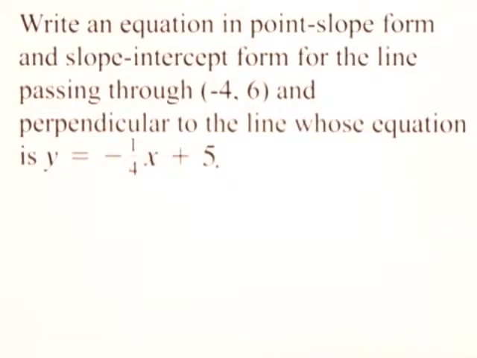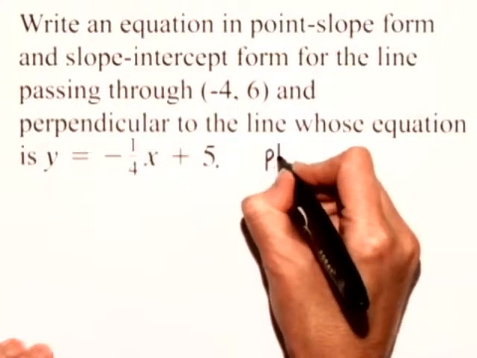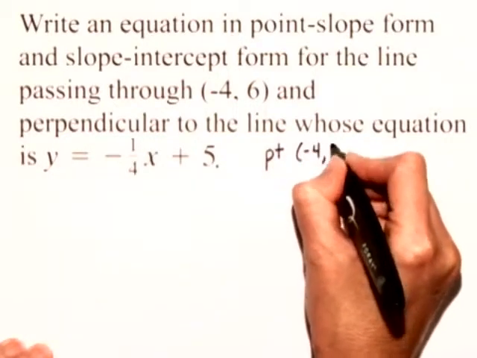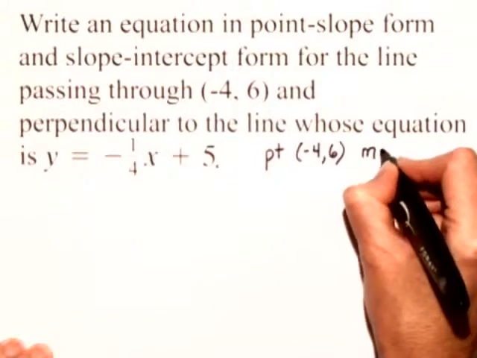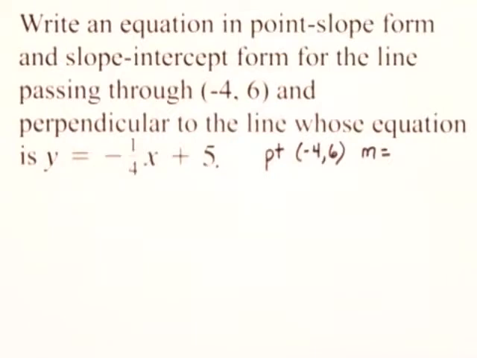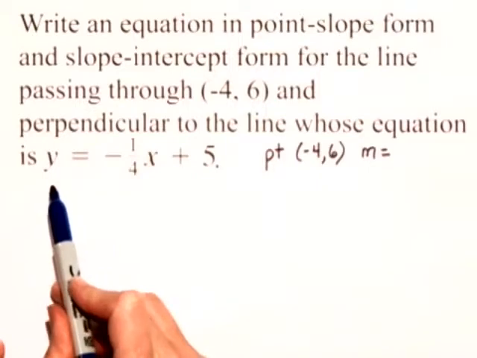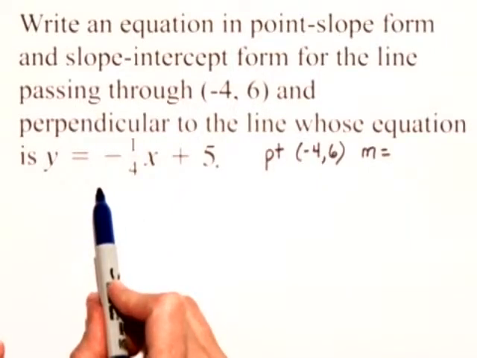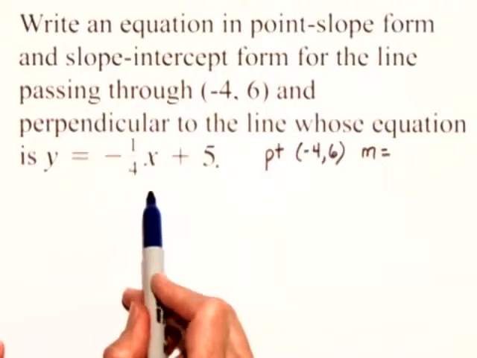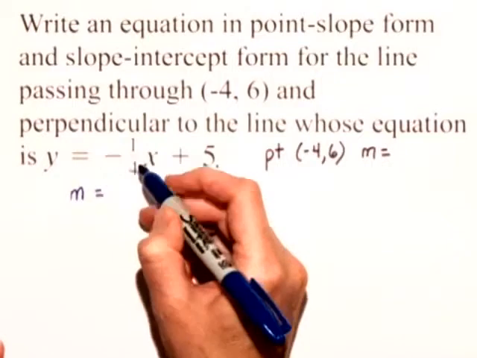Well, remember, anytime we want to come up with an equation of a line, if we have a point, which we do, (-4, 6), and if we also have a slope, we can use the point-slope form and come up with the equation of that line. But we don't have a slope yet. All we know is that we want our line to be perpendicular to this line. Well, we can certainly see what the slope of this other line is because it's in y equals mx plus b form. So the slope of this other line is equal to -1/4.